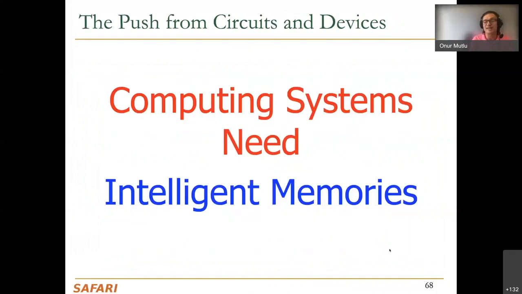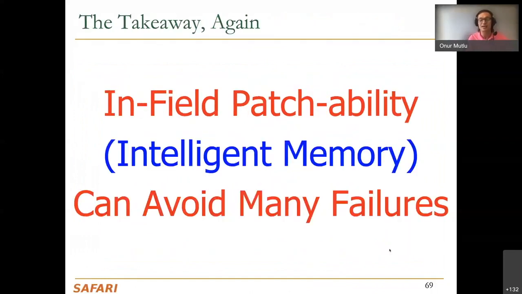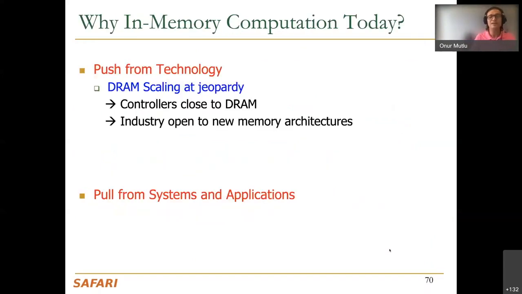But to be able to fix these, I believe we need intelligent memories, intelligent memory controllers, in-field patchability, and programmability, so that the memory controller can intelligently detect that this sort of attack or this sort of reliability issue may be happening, and it fixes the problem without exposing anything to the user. Okay, so this was a push from the technology part. We want intelligence in the memory system.